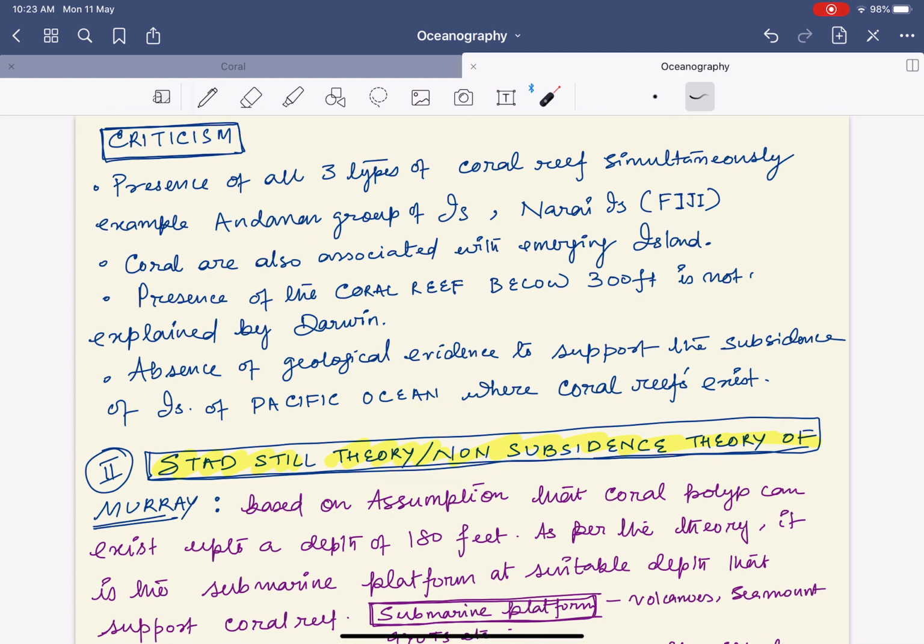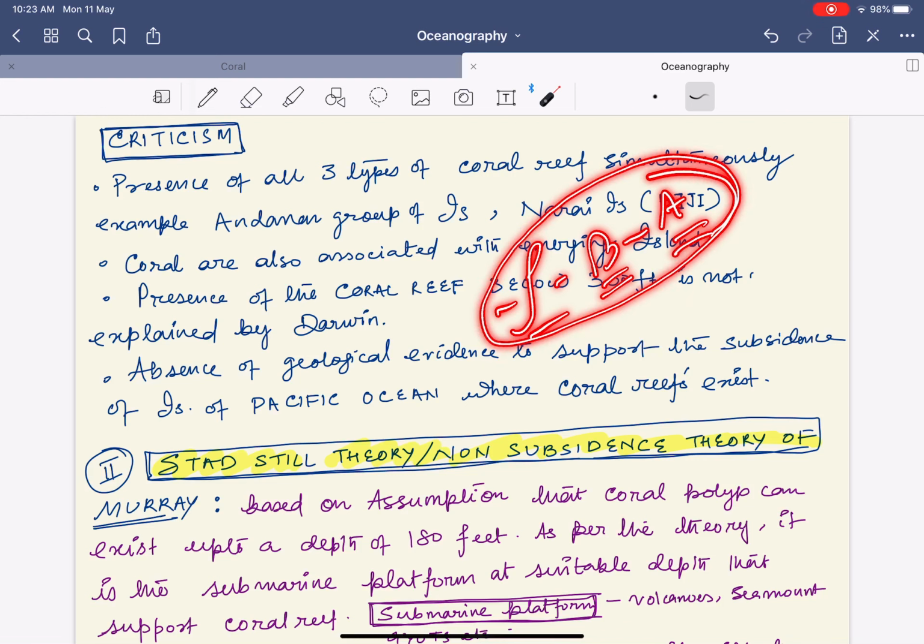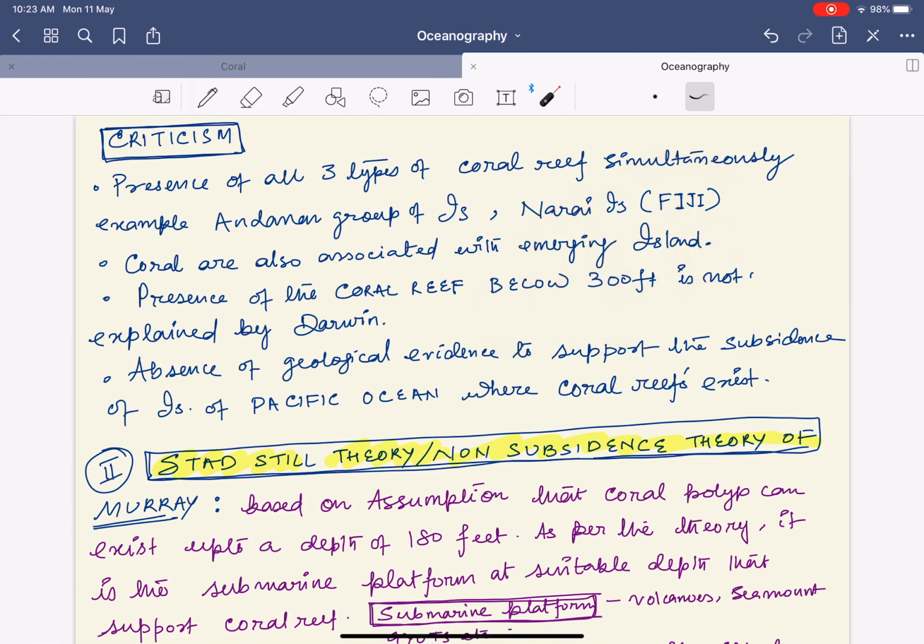Next, what was the criticism? See, first of all, Darwin's theory was criticized on the ground that he said there was a gradual development of the coral reef, that is from the fringing reef to the barrier reef to the atolls. But what is the condition when all the three features are located in the same region? Example, your Andaman and Nicobar Islands, we find all these three located in the same region. See, this is something that Darwin was not able to explain.